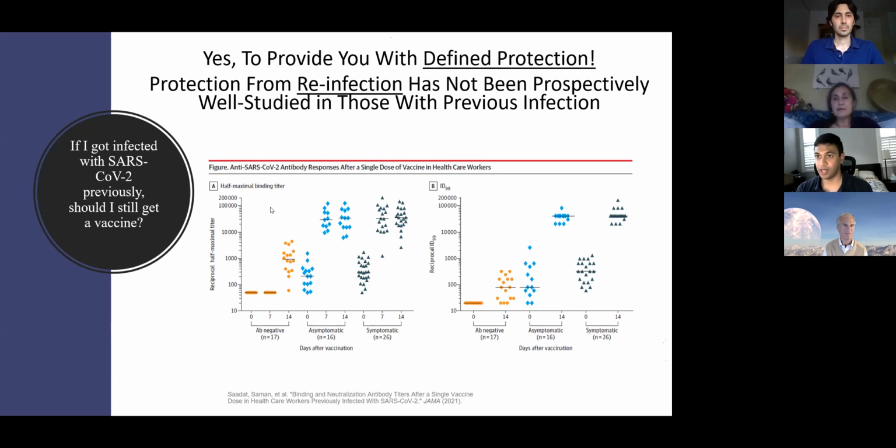Even put a different way, the risk of a clotting disease in most people that get the J&J vaccine is less than the risk you take of getting into an accident when you get in your car.